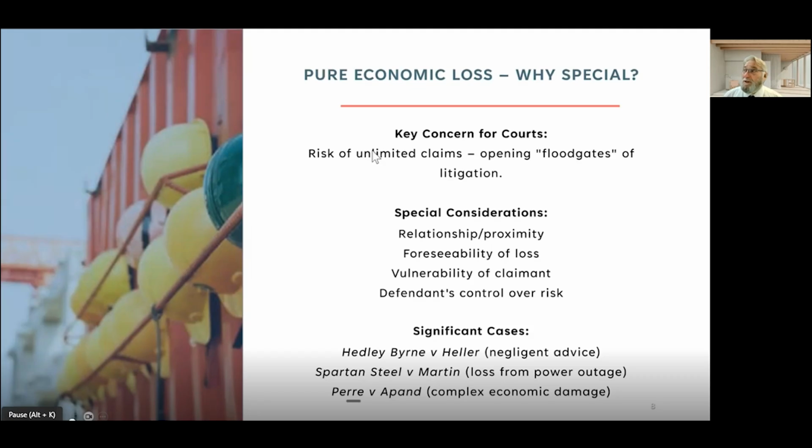So the key concern for the courts was the risk of unlimited claims. The courts were worried about opening the floodgates. If they said that every person owed a duty to a wide range of people, then it would be catastrophic for the usual commercial and economic relationships. If you had to take care to avoid a huge amount of damage to a huge amount of people, then the activity itself was a problem. You'll see an example of that in the not too distant future.